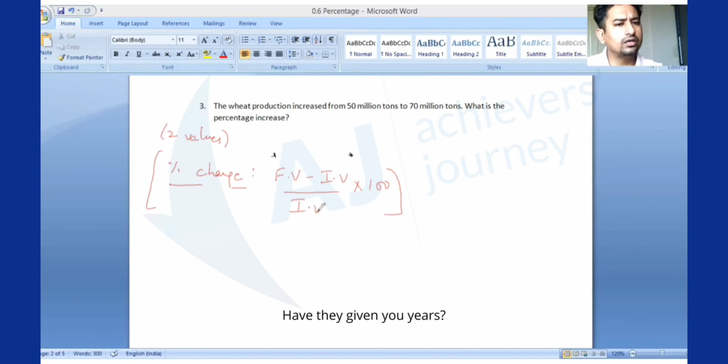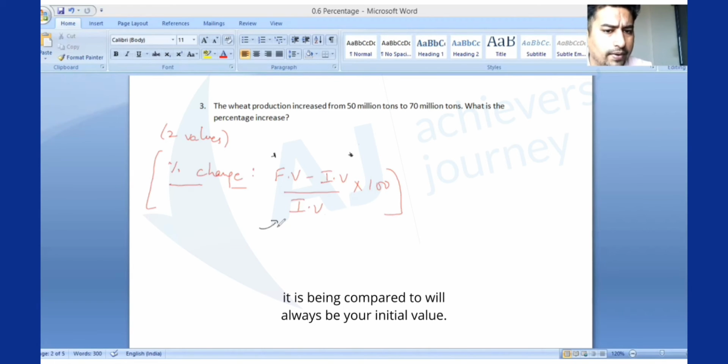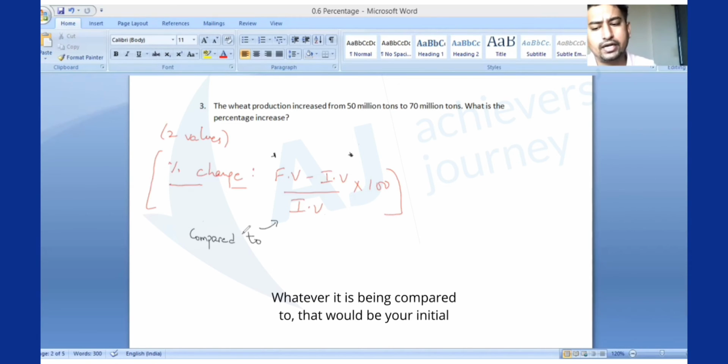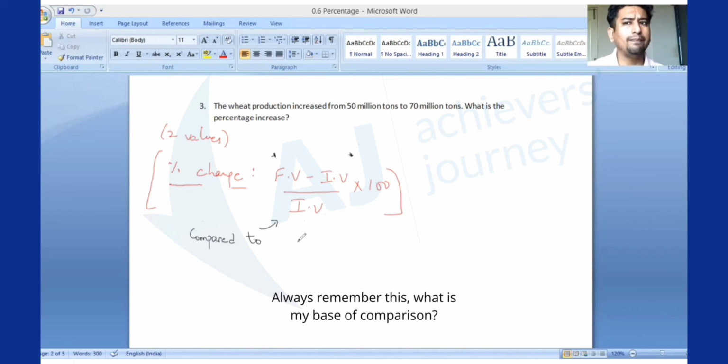Have they given you years? It is okay. Otherwise you have to see what is being compared to. Whatever it is being compared to will always be your initial value. Always remember this. Whatever it is being compared to, that would be your initial value, right? Always remember this. What is my base of comparison?